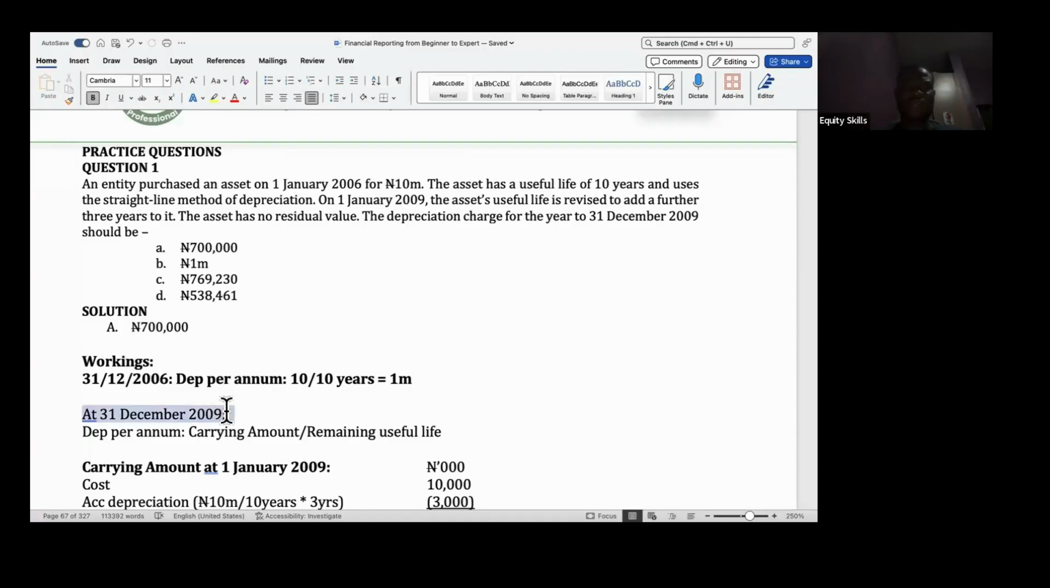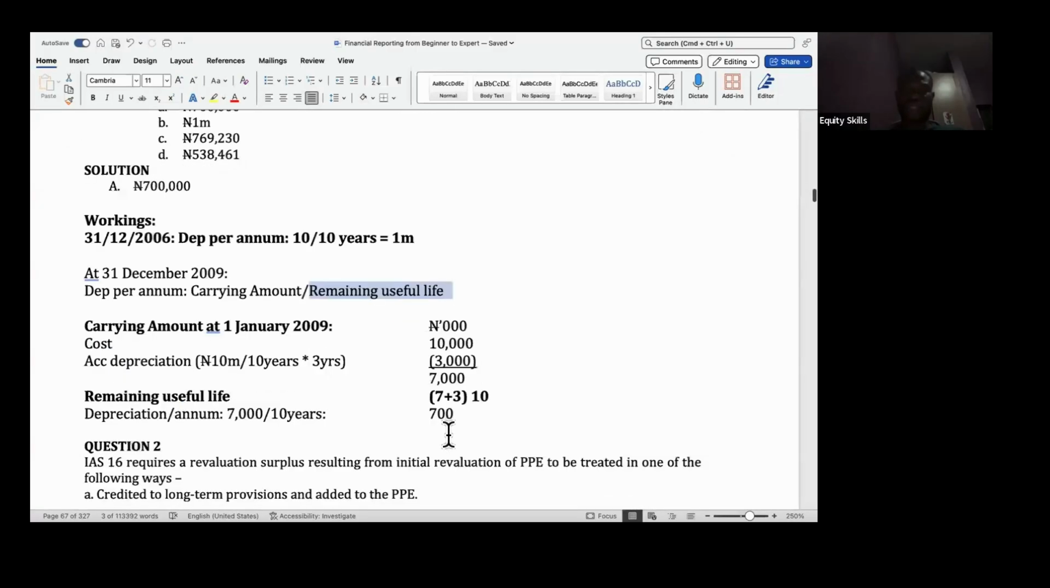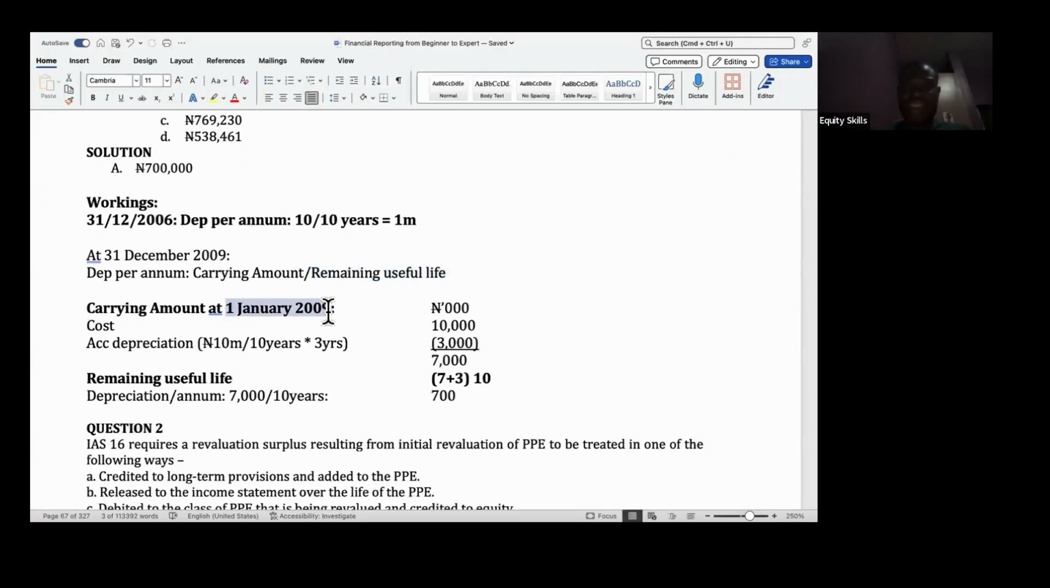So that means that at the end of 2009, the way we're going to calculate our depreciation per annum going forward will be the carrying amount at that date of change, divided by the remaining or the revised useful life. So let me get the carrying amount at the date where there was a change in useful life. And how do I get carrying amount?